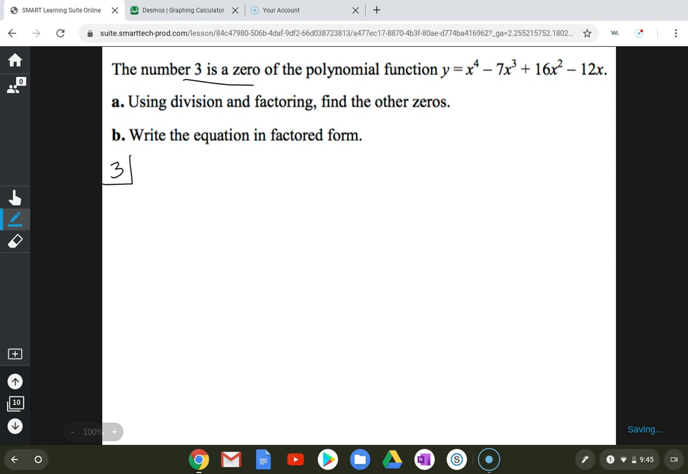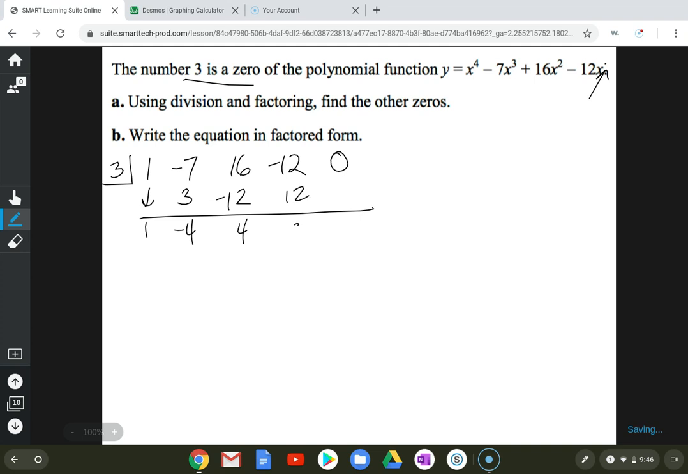So bringing down our coefficients here, we have 1, -7, 16, -12, and notice there's no constant term. You have to put a 0 in for it. There has to be a number for every single term. From 4, think 4, 3, 2, 1, 0. There has to be a constant term. Bring down the 1. 1 times 3 is 3. -4, -12, 4, 12, 0, 0, 0.